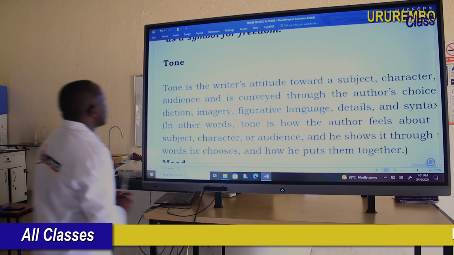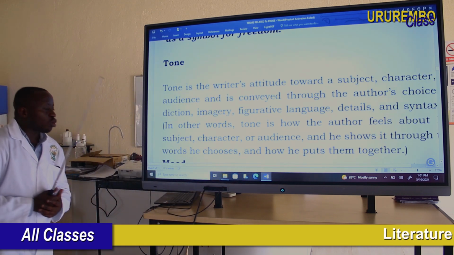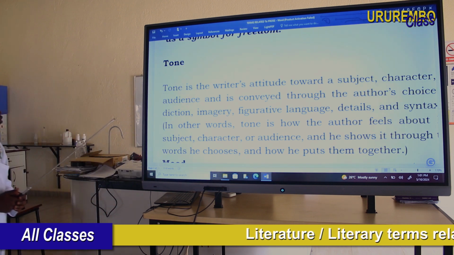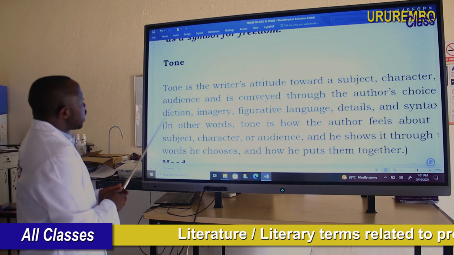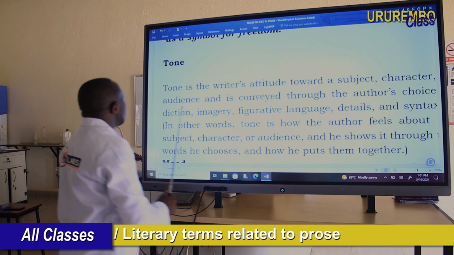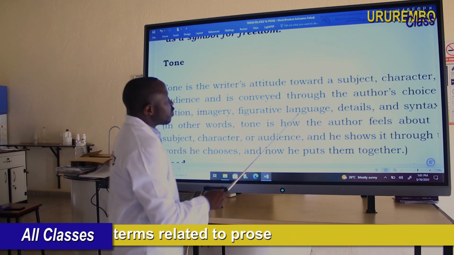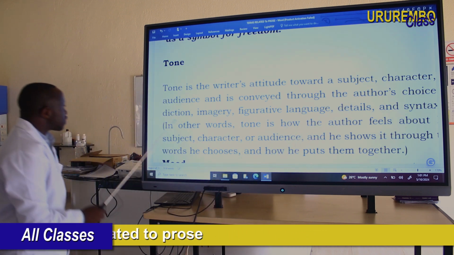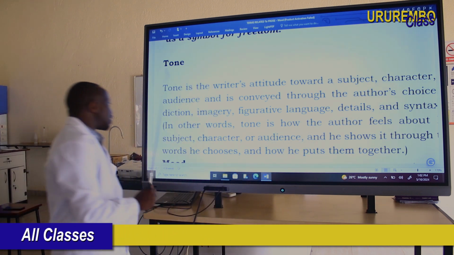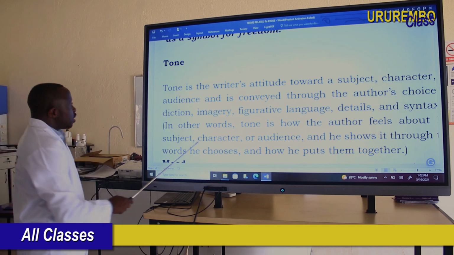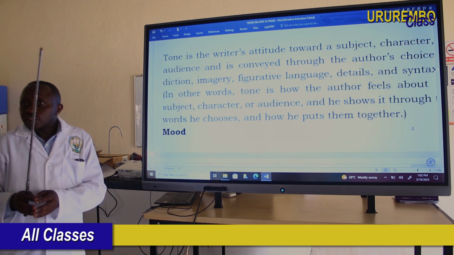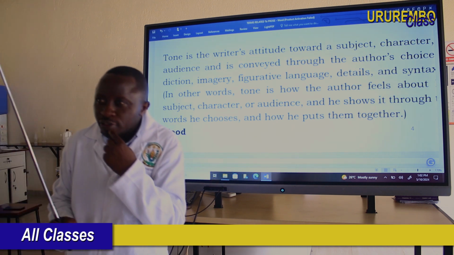Now, tone. Dear students, what is a tone? Also, it is a term related to prose. Okay, and the tone is a writer's attitude towards the subject, characters, or audience, and it is conveyed through the author's choice of diction, imagery, figurative language, details, or syntax. So why the tone? The tone is the feelings that you get after reading a story.